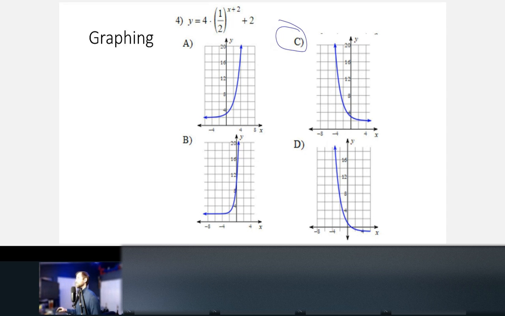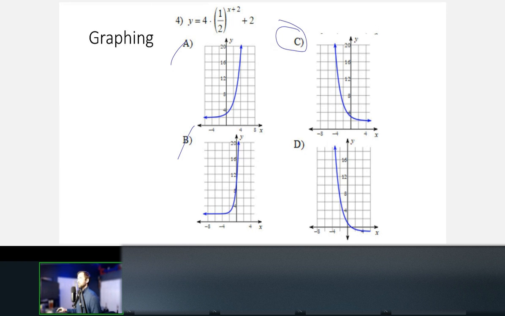Yeah, all of you knew it was decay because of the base being 1/2. So 1/2 to the power, this tells us decay. That means it can't be A and it can't be B because those are growth. Yeah, just cross those off.